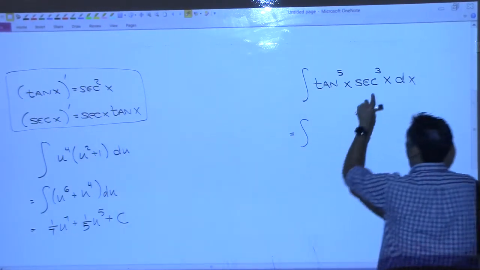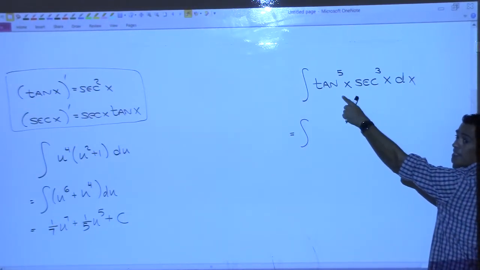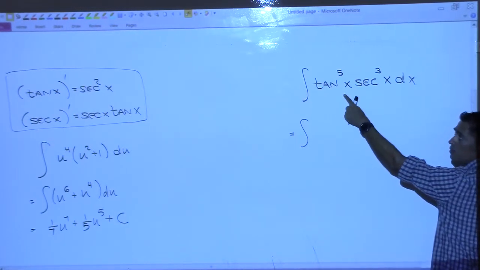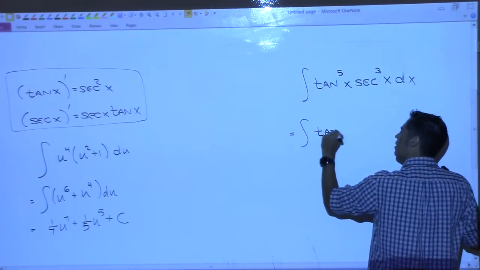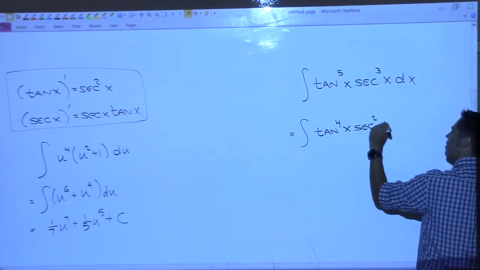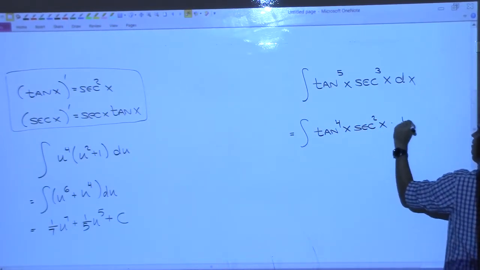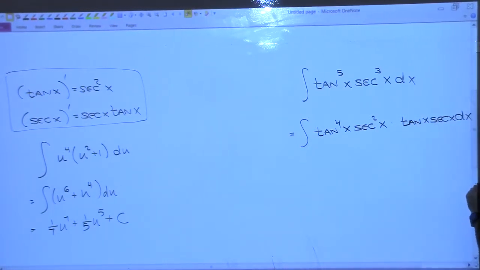So I know that since this is odd, I have one secant that I can peel off, right? And I'm assuming I had a tangent here, so I can peel one tangent off also. So if I take one of the tangents here, peel it to the side, that'll be tangent to the 4th. If I take one of the secants and peel it off, I'll have secant squared. And then I pulled the tangent and the secant. So that good? One factor of each is just pulled off to the side. And now I recognize that as being the derivative of what? Secant, right? This is a derivative of secant.